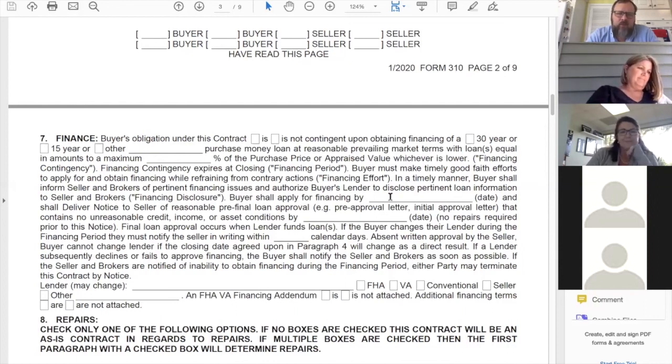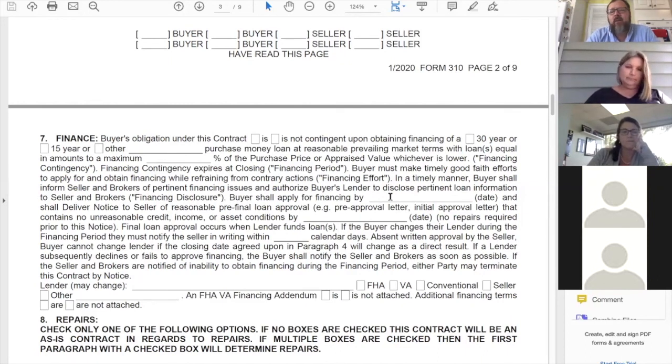And then it says you will give notice to seller of reasonable pre-final loan approval, either a pre-approval letter or initial approval letter that contains no unreasonable credit, income, or asset conditions by a blank date. Honestly, this is not helpful. They've made this very vague. This basically, in my opinion, added into the contract what most people were doing anyway, which was giving a pre-approval letter, which was not worth much more than the paper that it was on.